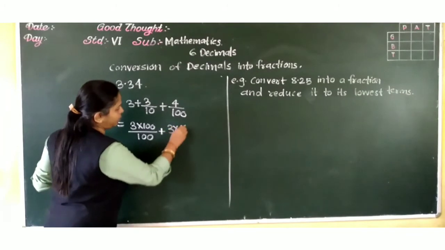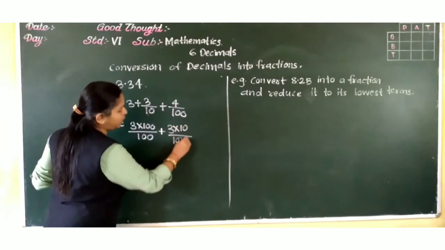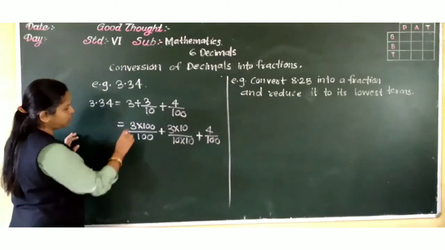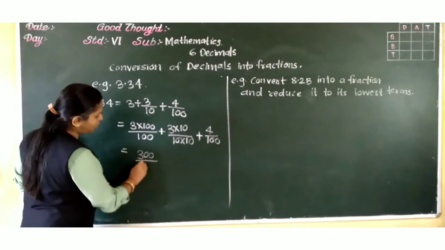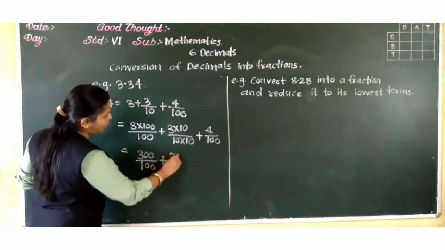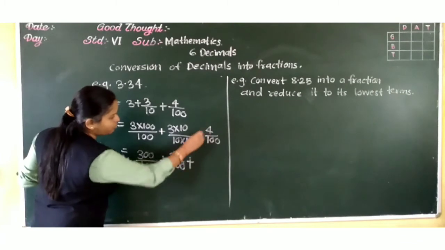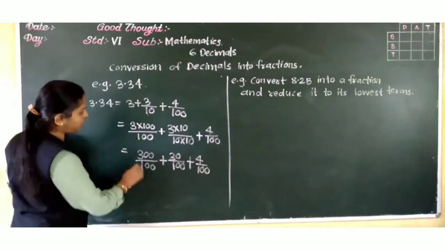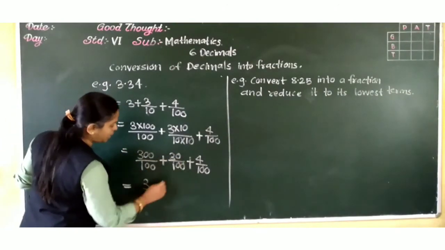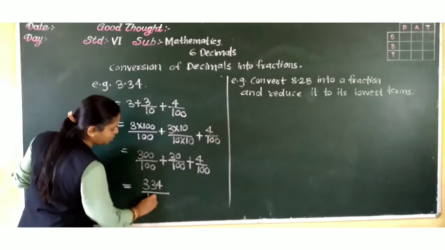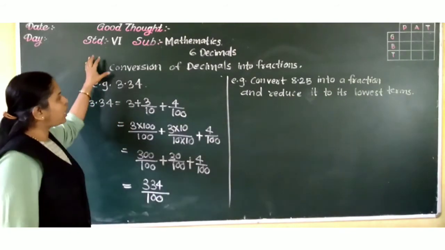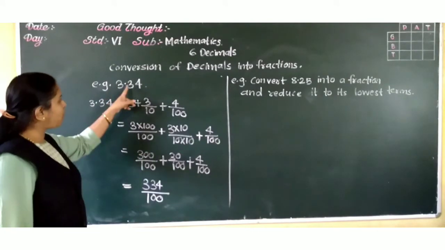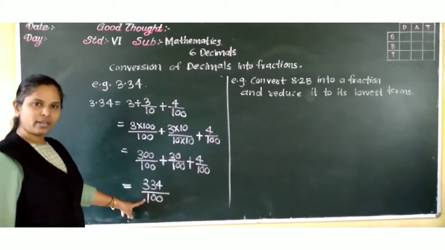Here by 10. So this 10 into 10, plus this keep as it is. Okay? That is 300 upon 100 plus 30 upon 100, 10 times 10 is 100, plus 4 upon 100. Now see, the denominator is the same. So add 300 plus 30 plus 4, that is 334 upon 100. So see, we have converted this decimal into a fraction. Okay? So 3.34 means 334 upon 100.